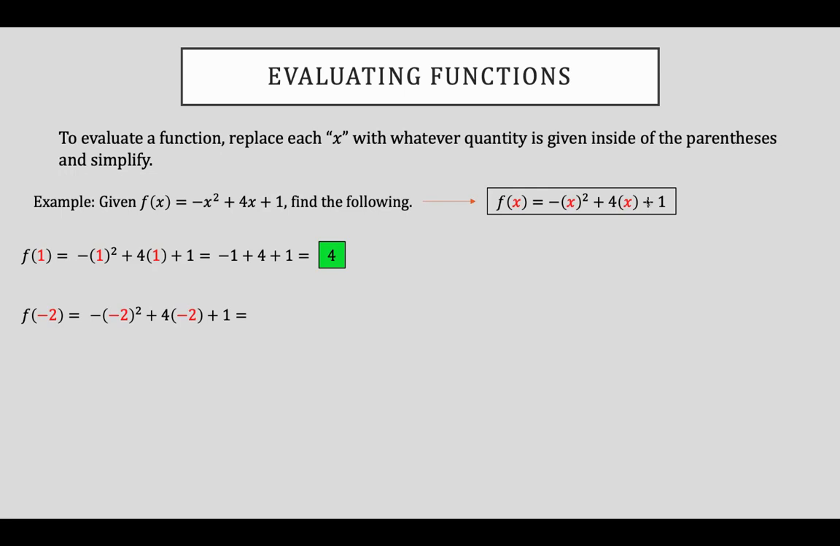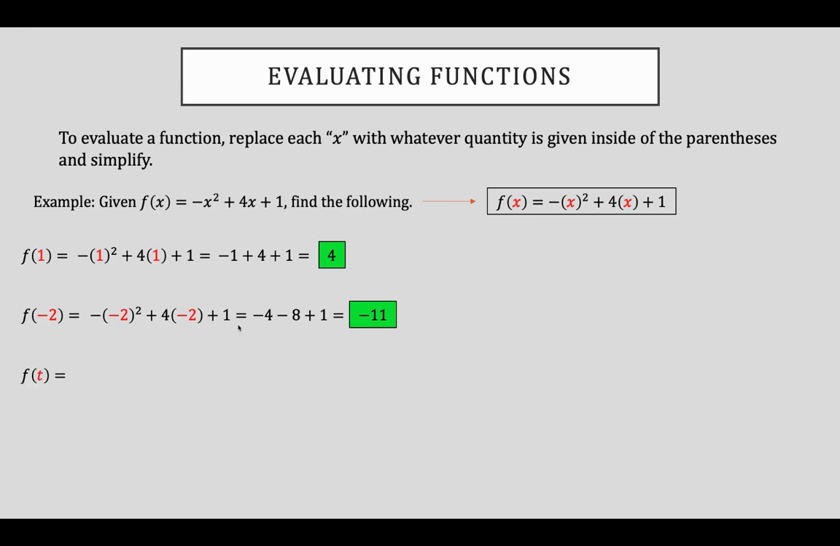Well, when I square negative 2, that becomes positive 4, times the negative in front. That's going to give me a negative 4, minus 8. So I have negative 4 minus 8 plus 1. Well, that gives me negative 11. F of negative 2 is equal to negative 11. When I plug in negative 2 for x, I get out negative 11 for y, and the ordered pair negative 2 comma negative 11 would be a point on the graph of that function.